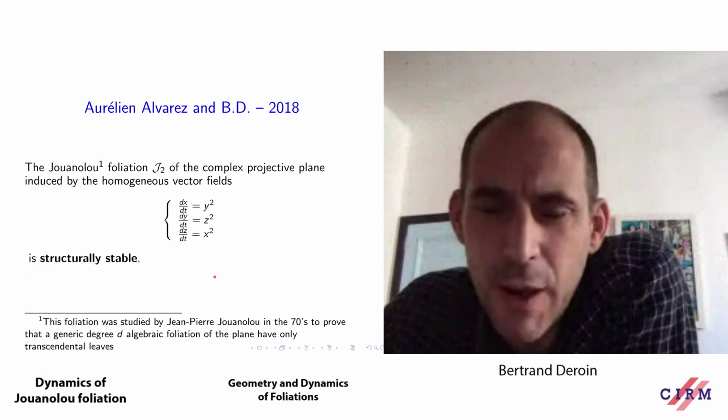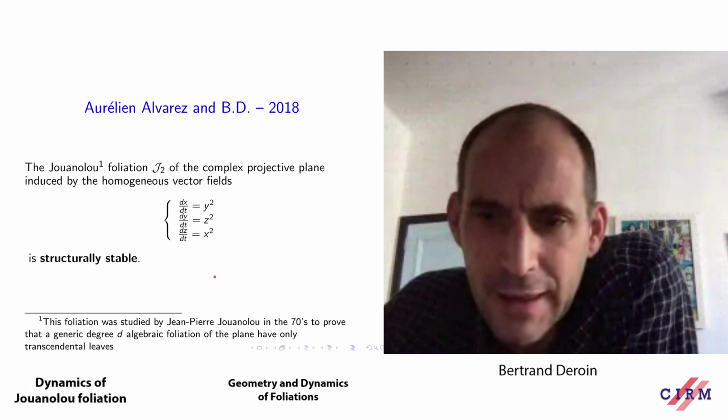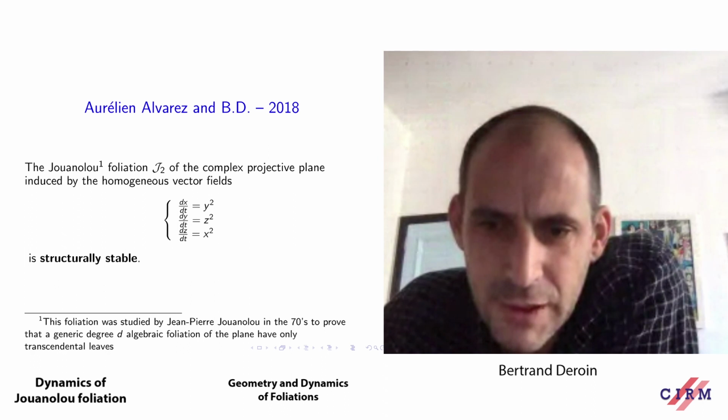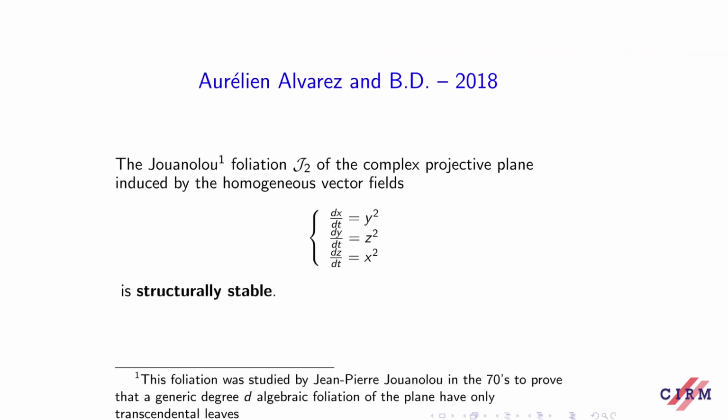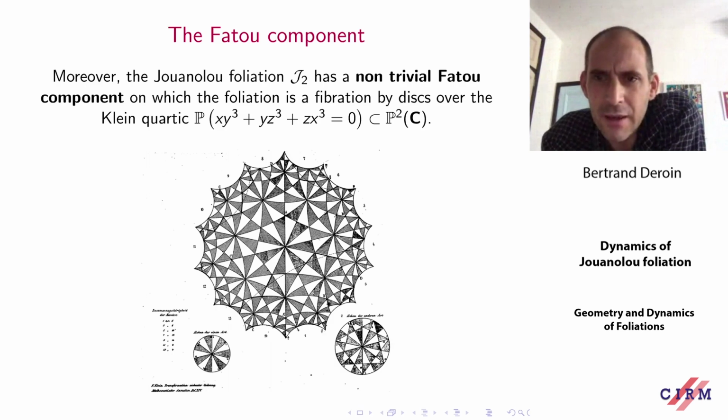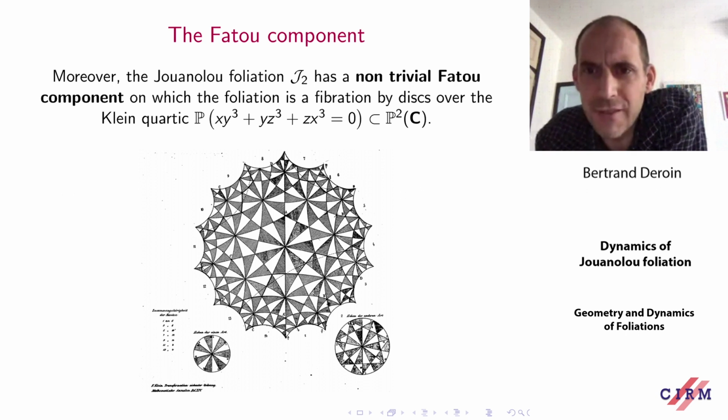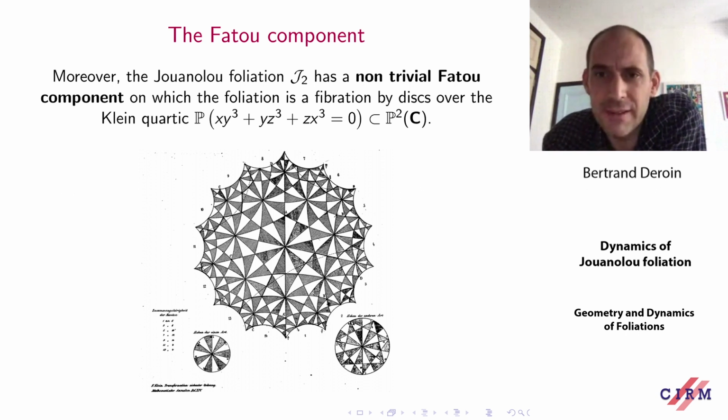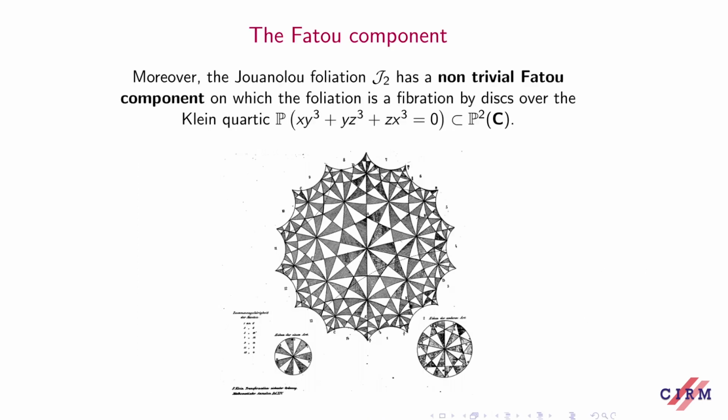So this is one part of our results, and in fact, we also have some results about the dynamics of the Jouanolou foliation itself. This is something which is well known, for instance, in the theory of Kleinian groups or the iterative theory of rational functions: when you have structural stability, you also have a non-trivial decomposition of the dynamical system into a Julia set and a Fatou set. So this is what we prove.